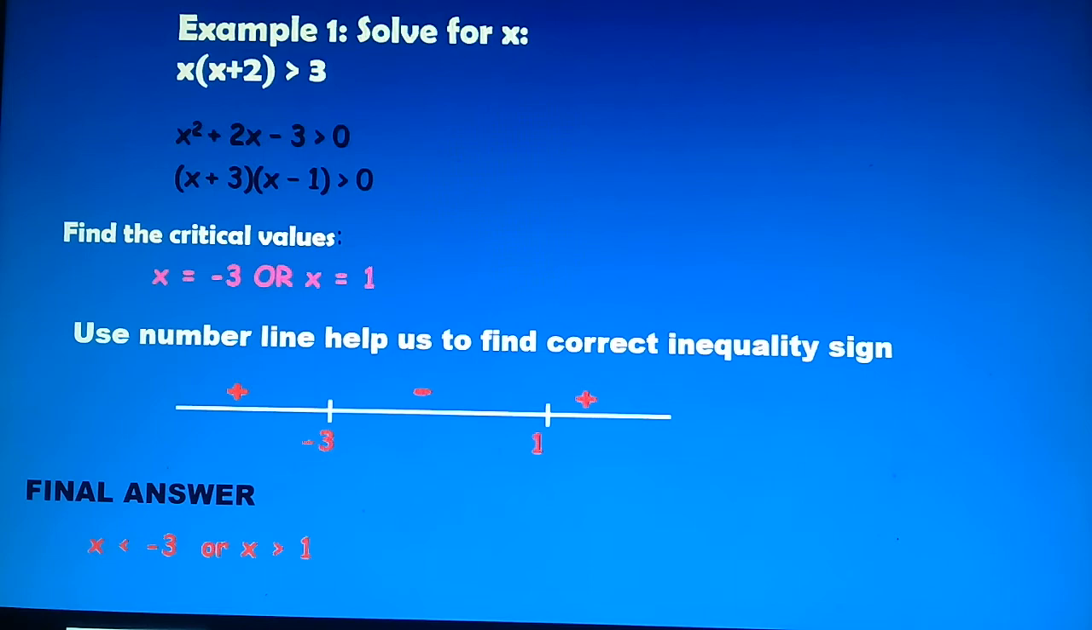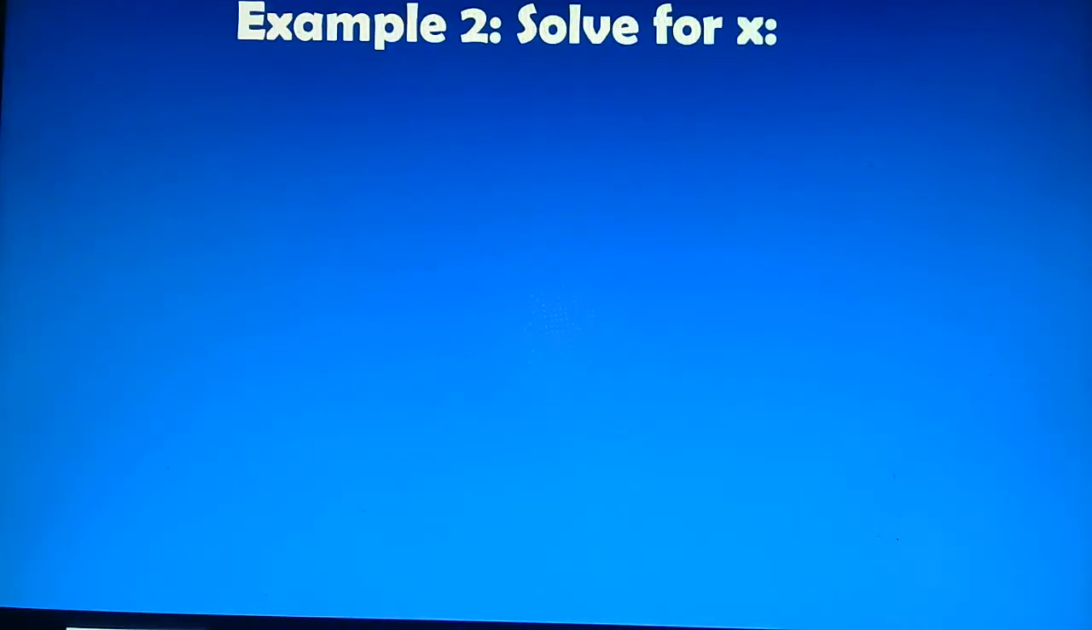Okay, are you ready for example 2? I hope you are ready. Let us move to example number 2. Our example number 2 also says solve for x, if we have (5 minus x) divided by (2x plus 1) greater than or equal to 0.